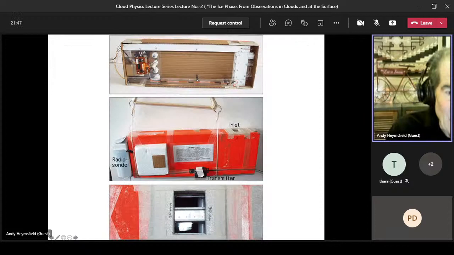This is an instrument which I developed to collect ice crystals. The ice crystals would go on a balloon, and they would be collected here. This tape was coated with a liquid plastic so that impressions of the ice crystals were left in the liquid plastic, and the plastic became solid as the solvent vaporized. We got some great data with this, and let me show you the next slide.